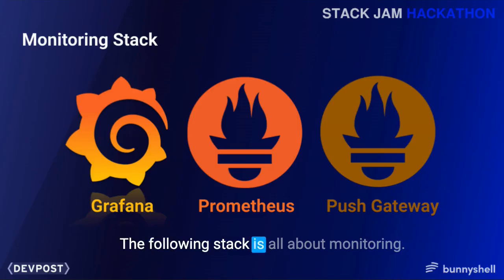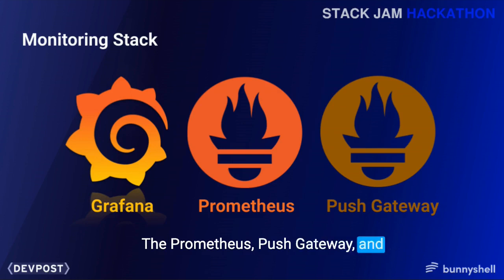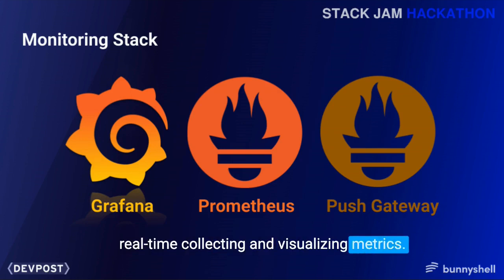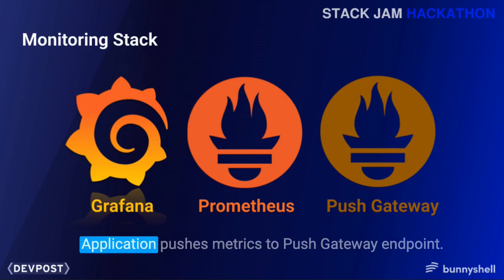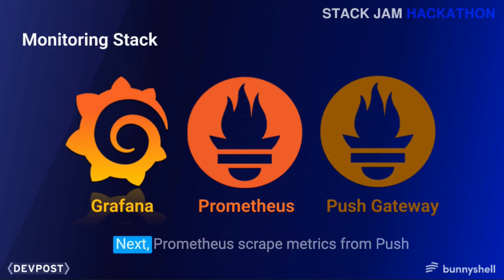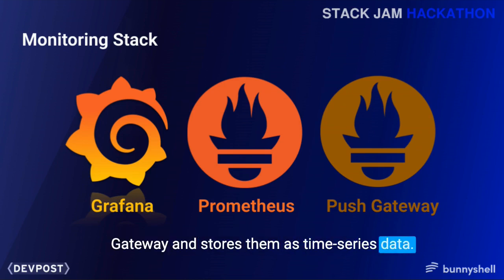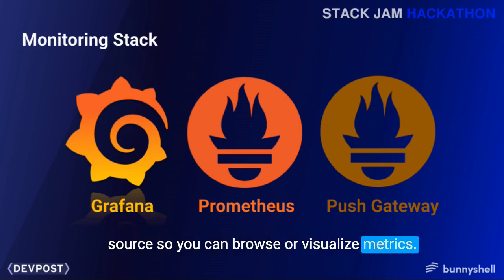The following stack is all about monitoring. The Prometheus, Push Gateway, and Grafana synergy is a robust solution for real-time collecting and visualizing metrics. It works relatively simply. Application pushes metrics to Push Gateway endpoint. Immediately, Push Gateway starts broadcasting these metrics. Next, Prometheus scrapes metrics from Push Gateway and stores them as time series data. Finally, Grafana connects to the Prometheus data source so you can browse or visualize metrics.